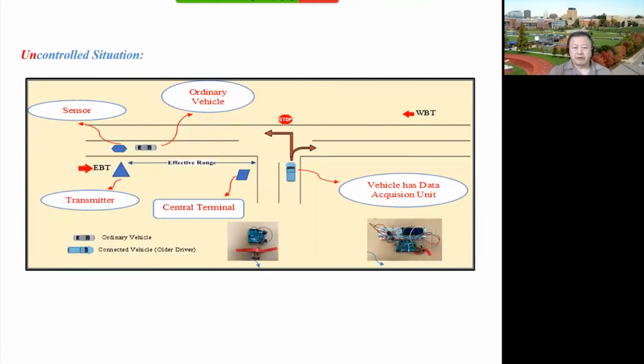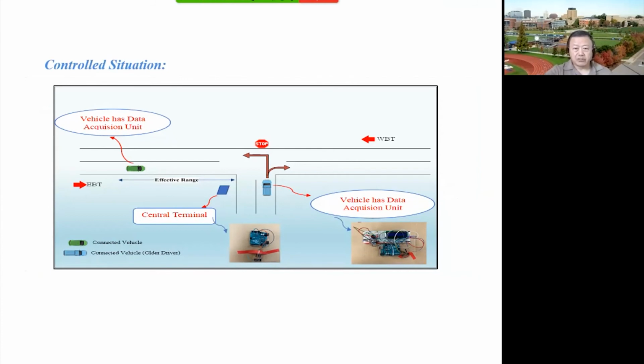And here it shows again the different parts. The different parts are placed in different places. You can see the central terminal and sensors and transmitter and so on. This is in the uncontrolled situation. And in a controlled situation, similarly, we set it up this way, and it takes time to do this experiment.